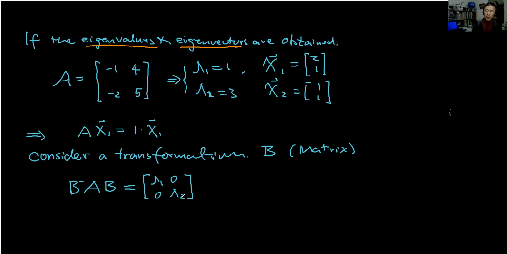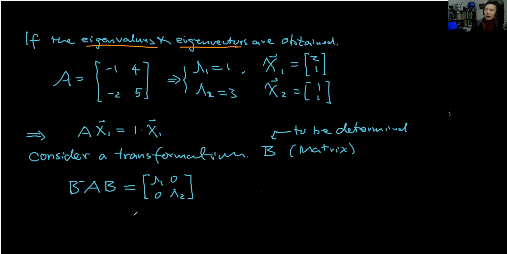What would be the B? A is the same matrix as before. B is a transformation matrix to be determined. That just means a transformation, so it gives you lambda 1 and lambda 2.